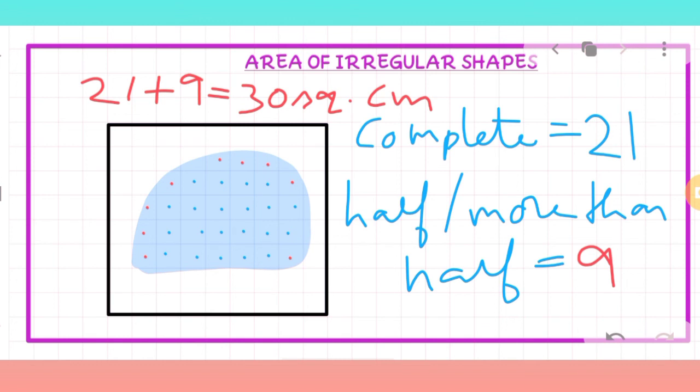If the length of this grid square is in centimeter, we will keep it as square centimeter. If the length of this grid square is in meter, we will keep it as square meter. The boxes which are covered less than half, we will not count them, like these. So in this way we can find out the area of any irregular shape.